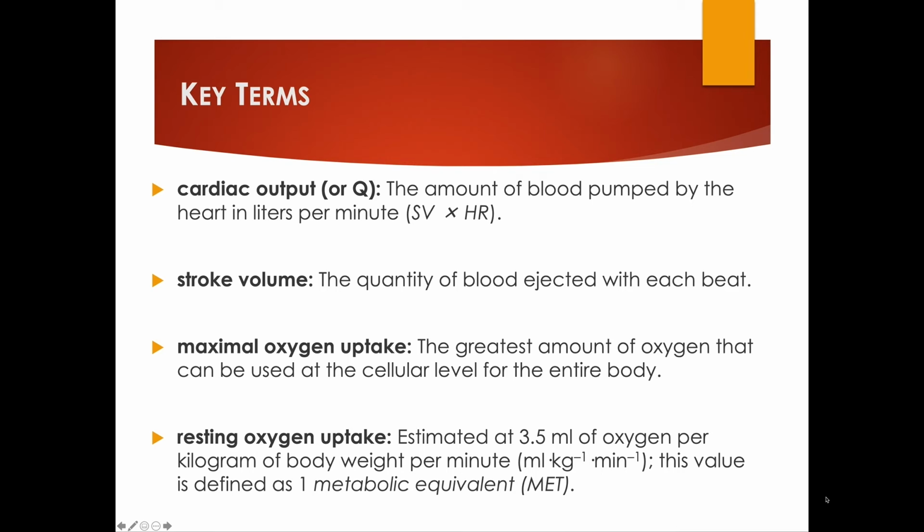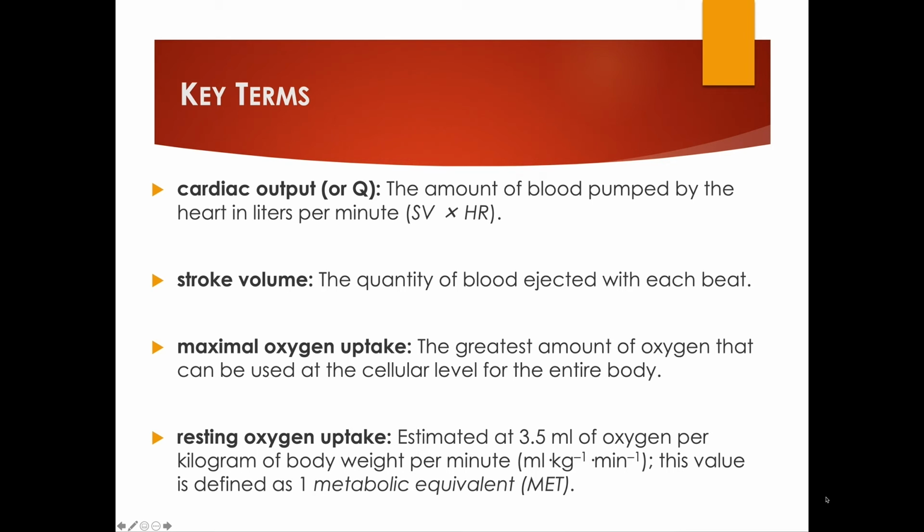Key terms: you've got the cardiac output, which we should all know by now, but once again, is stroke volume multiplied by heart rate. And that is the amount of blood pumped by the heart in liters per minute. Stroke volume, once again, is the quantity of blood ejected with each beat. Arguably, I would say stroke volume is the most important factor when you're looking at cardiac output. And overall, going back to the Fick equation: heart rate times stroke volume times AVO2 difference.